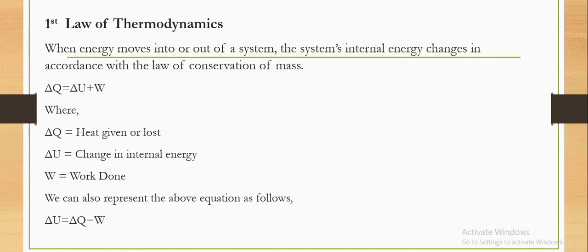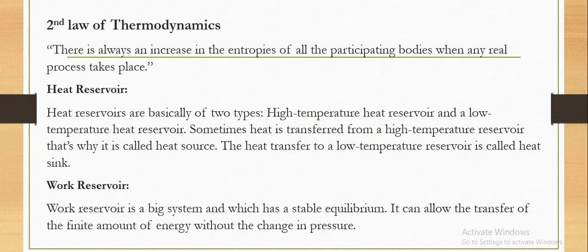We can also represent the above equation as follows. Delta U is equal to delta Q minus W. So, this is your first law of thermodynamics. The second law of thermodynamics says that there is always an increase in the entropies of all participating bodies when any real process takes place.